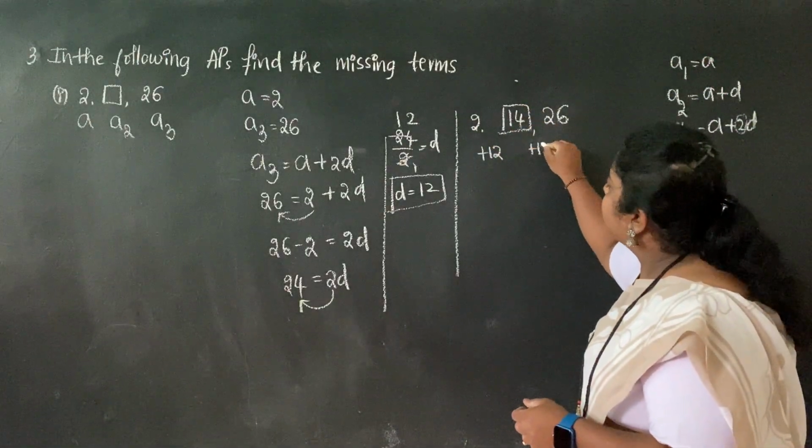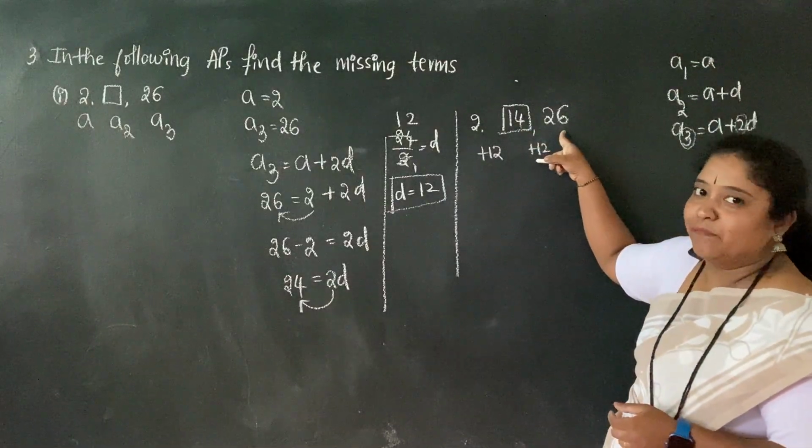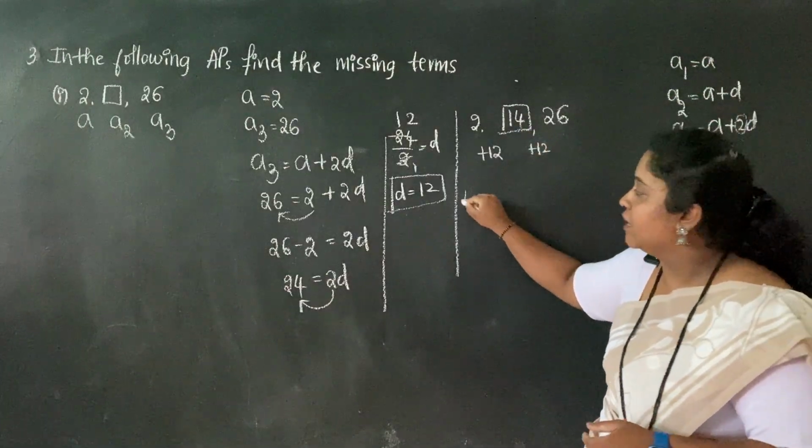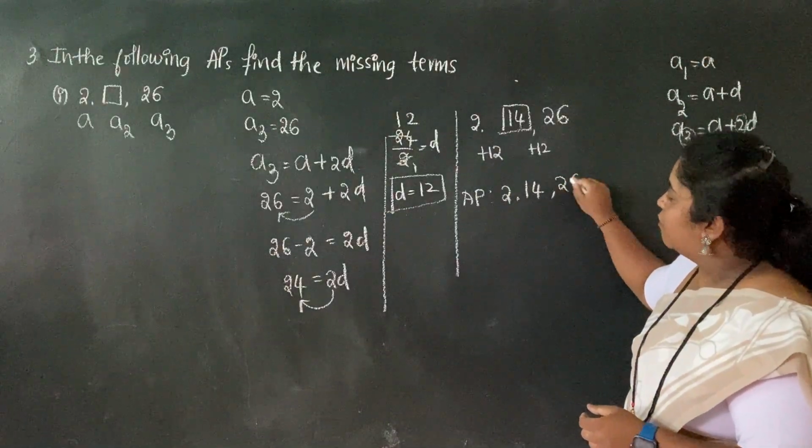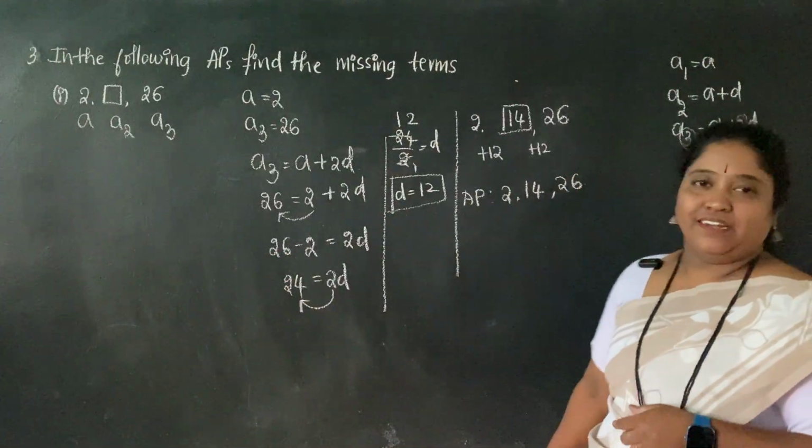If I add again 12 to the second term, again I'll be getting the third term, isn't it? My arithmetic progression is correct. So what is the required arithmetic progression? 2, 14, 26. I hope it is understood.